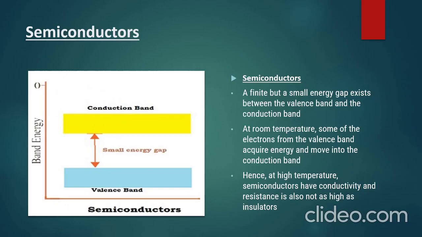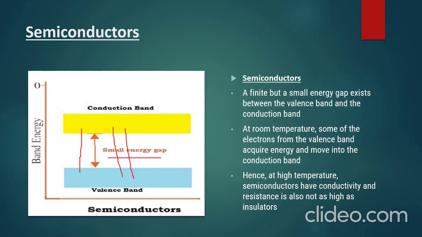Now for the semiconductors, we can say there is a finite but small energy gap between the valence band and conduction band. At room temperature, some of the electrons acquire energy and then they go to the conduction band, and hence they have some little bit of conductivity but not more than the conductors. Hence at a higher temperature, they show high conductivity as more electrons can move, but their conductivity always lies between the conductors and the insulators.